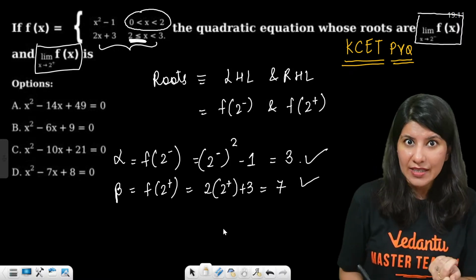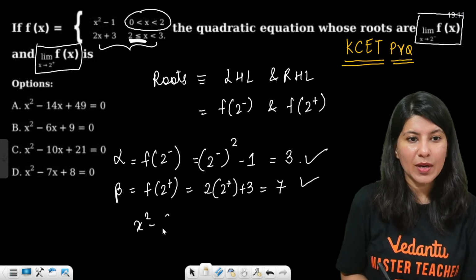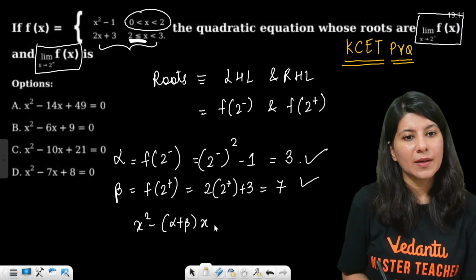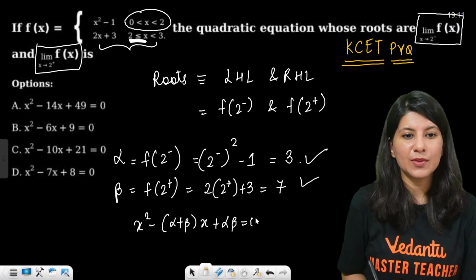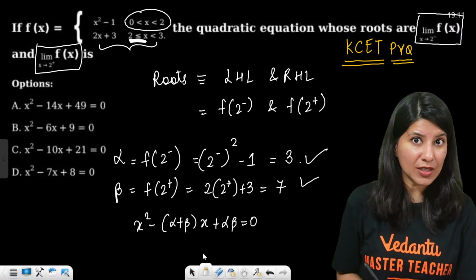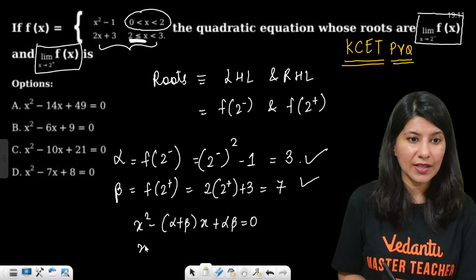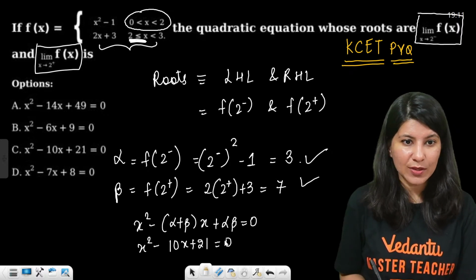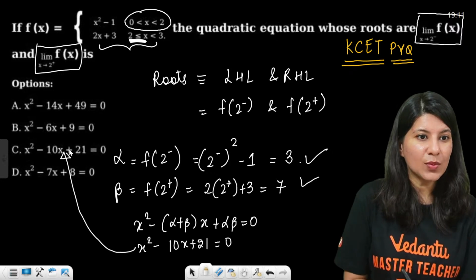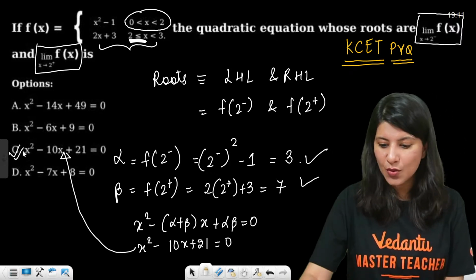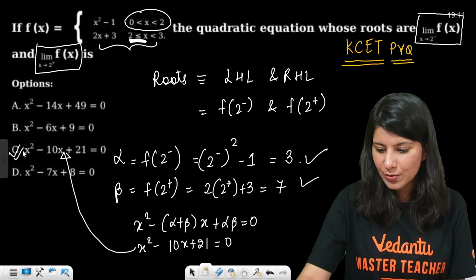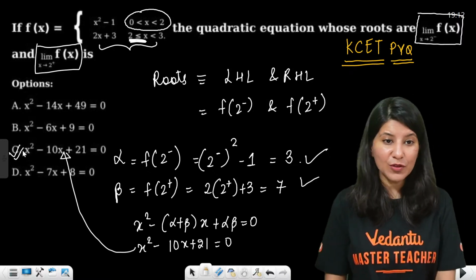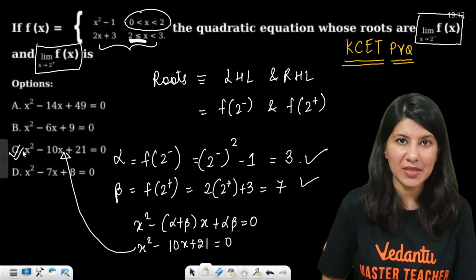Now, let us write the quadratic equation. x square minus (sum of roots) x plus product of roots equals 0. This is how you form any quadratic equation using two roots. x square minus 10x plus 21 equals 0 will match with option C, and here you go. Can you see that the option is absolutely right? How many of you were able to do this question with me? Tell me.